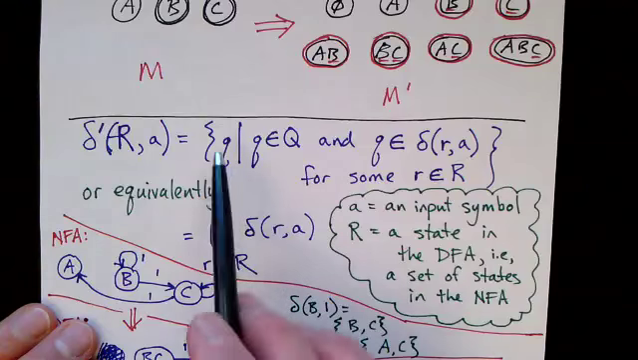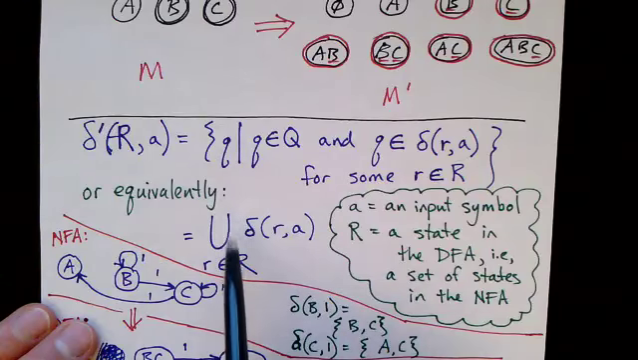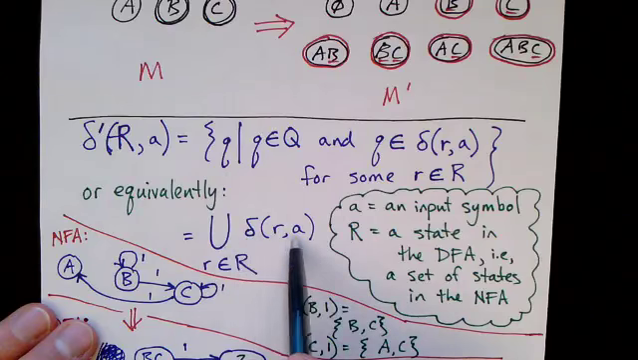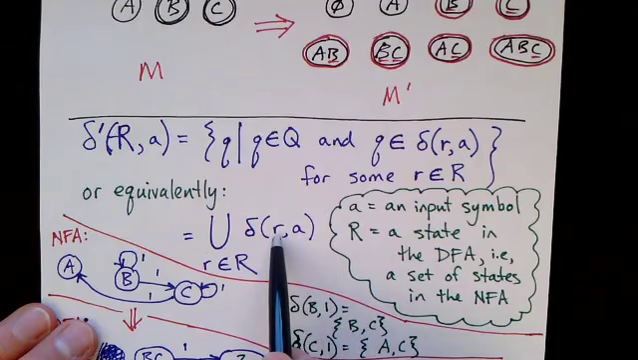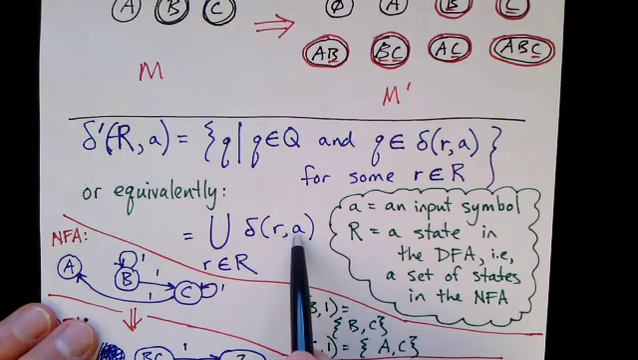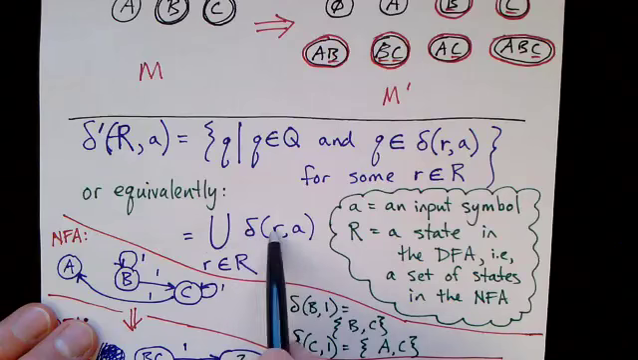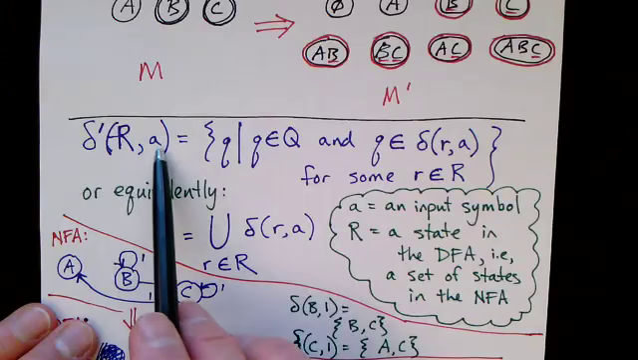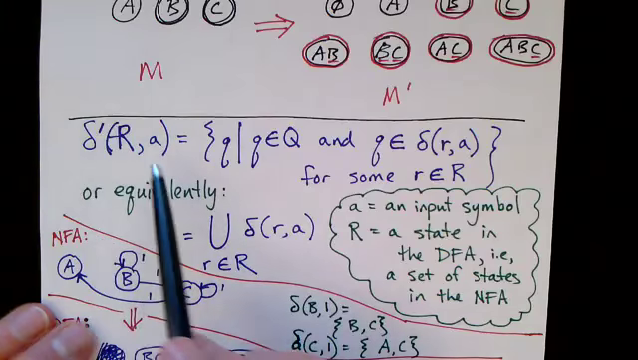And we could say it this way as well. We look at our non-deterministic machine that we're given, and we say, where can we go on an r, little r, from one state on an input symbol a? Take the union of all those places for all possible states in big R, and that union is where we can get to in the deterministic machine we're building.